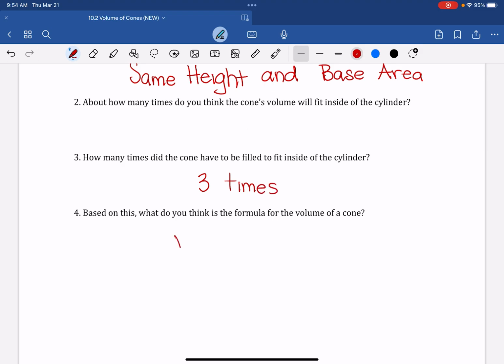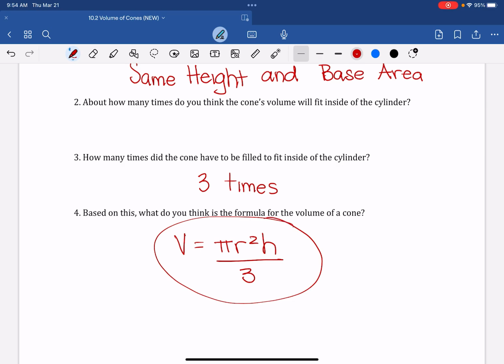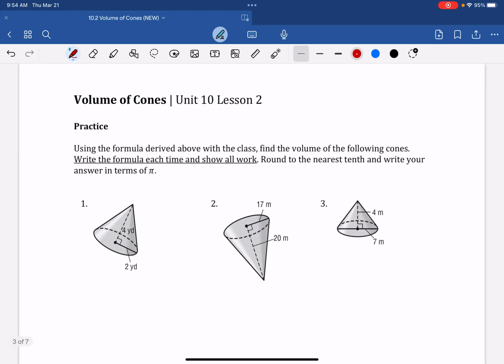Which means that if you're finding the volume of a cone, you're going to take the volume of a cylinder and then you're going to divide it by 3 because a cone is 1/3 of a cylinder. So this is the formula that you need to have memorized for a cone. Okay, let's go to the next page and practice that.